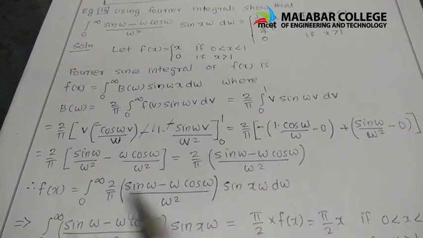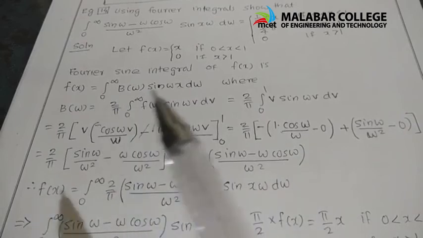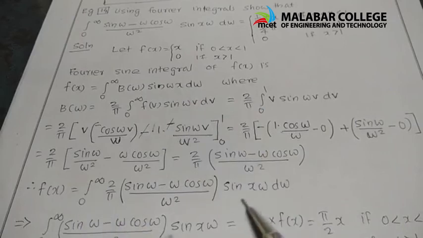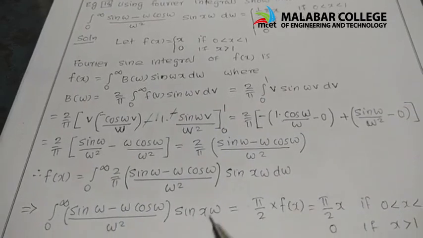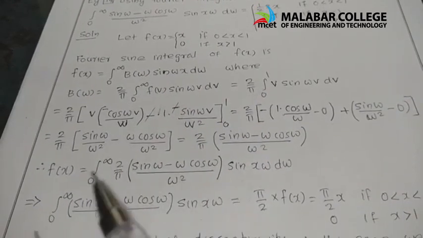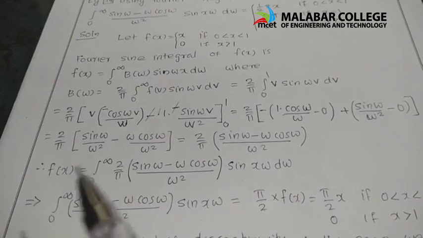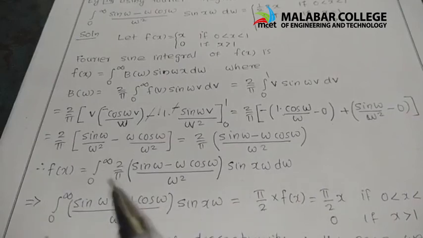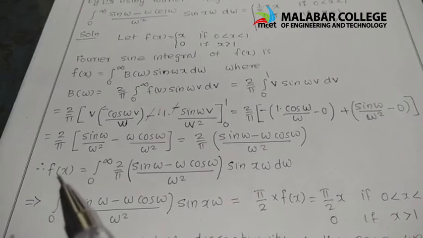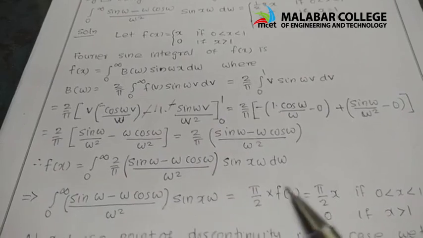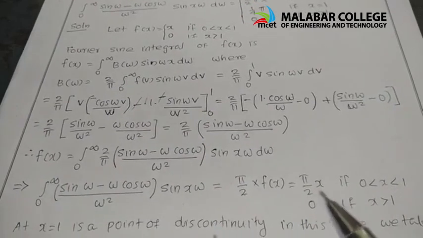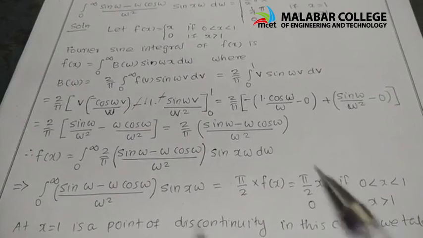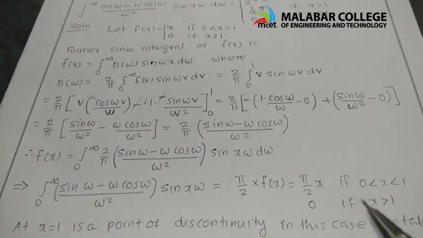This we have to write completely here. And in the place of f of x there is sin omega x, so you have to write sin x omega d omega here. And taking this 2 by pi out to the left side, we will see f of x into pi by 2, which is pi by 2 into f of x. And if you substitute 1 here, this is pi by 2 into 1, pi by 2. And if you substitute 1 in the other, this is 0 already.